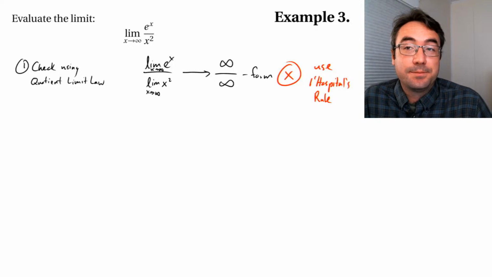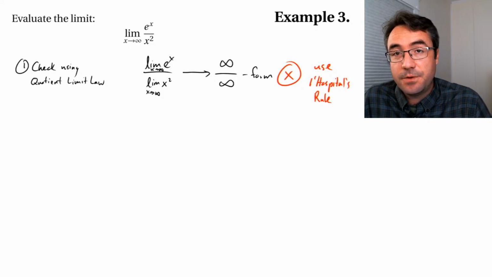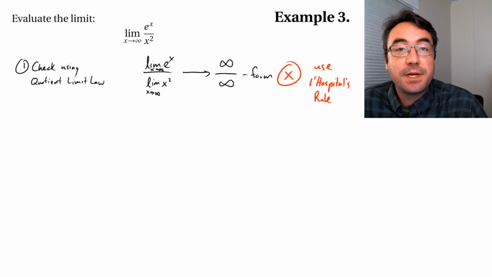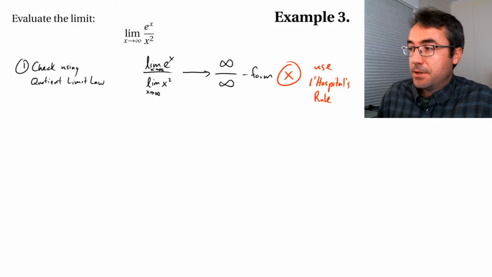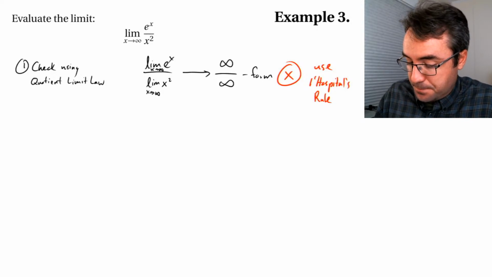So let's apply the rule. We've verified that it's in the correct format. This is an indeterminate form, 0 over 0 or infinity over infinity. Those are the only two forms where L'Hopital's rule directly applies. So it's in the right format. So now let's apply the rule.